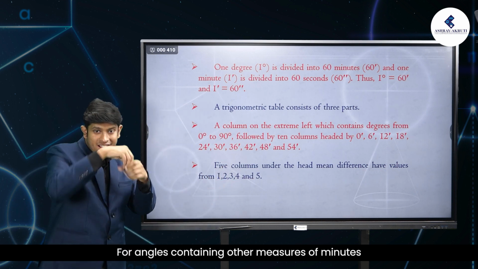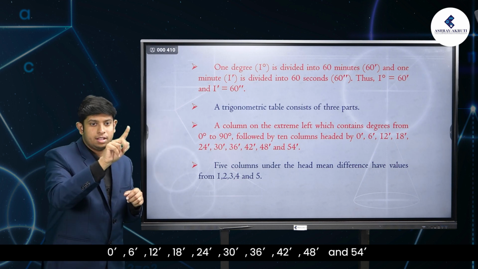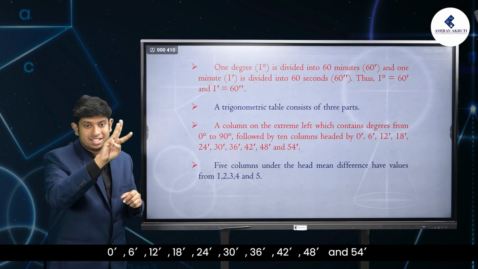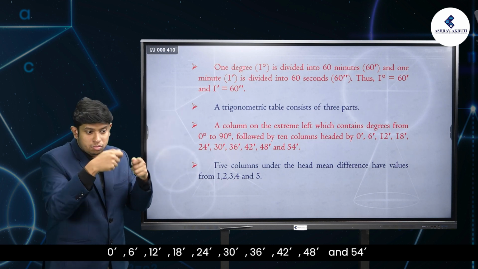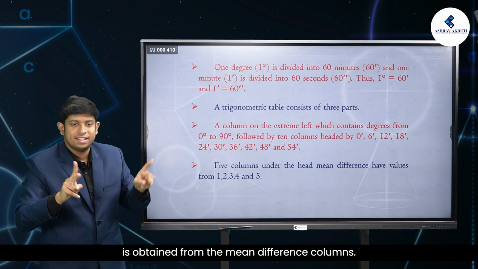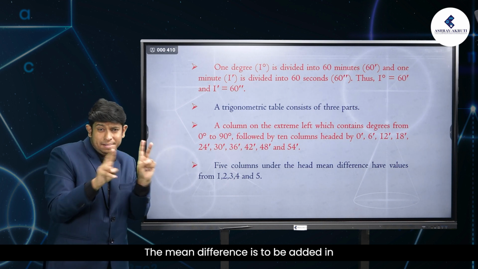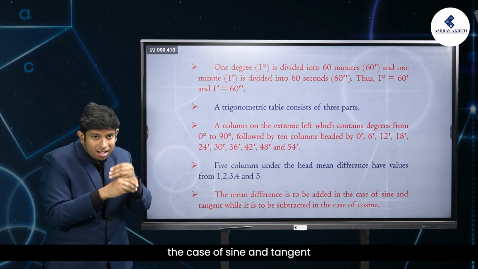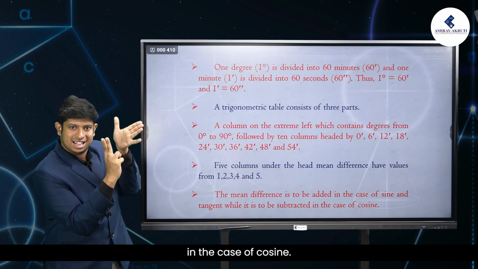For angles containing other measures of minutes, that is other than 0 minutes, 6 minutes, 12 minutes, 18 minutes, 24 minutes, 30 minutes, 36 minutes, 42 minutes, 48 minutes and 54 minutes, the appropriate adjustment is obtained from the mean difference columns. The mean difference is to be added in the case of sine and tangent, while it is to be subtracted in the case of cosine.